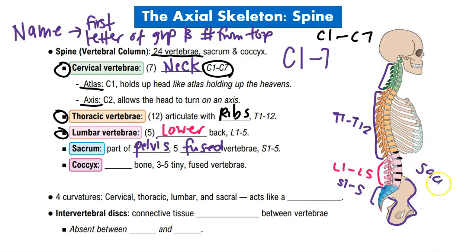So sacrum plus the hip bones equal our pelvis. All right, folks? Let's keep that in mind.